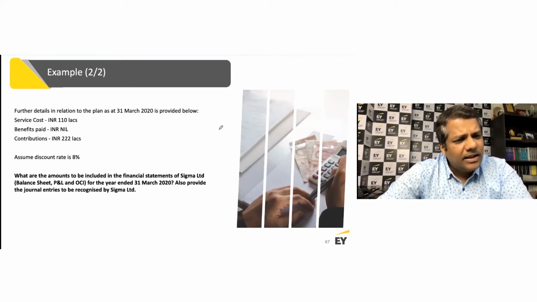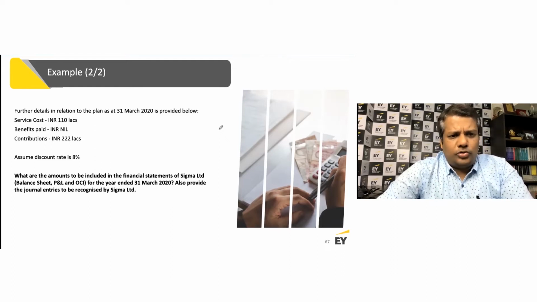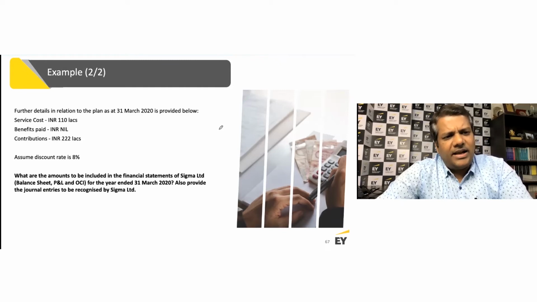Now, what are the amounts to be included in the financial statements of Sigma Limited, balance sheet, P&L, and OCI for the year ended 31st of March 2020? Also provide the journal entries to be recognized by Sigma Limited. So we need to look at my balance sheet, P&L, and OCI, and then also look at the journal entries.